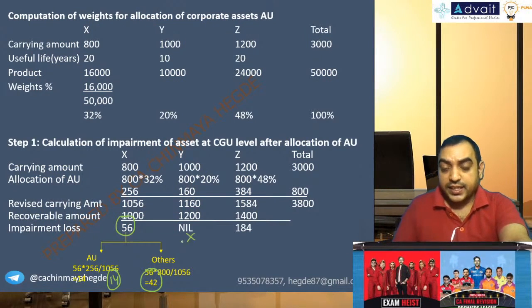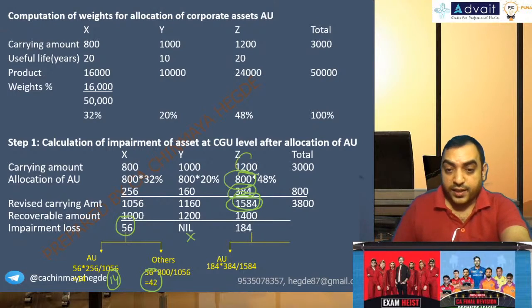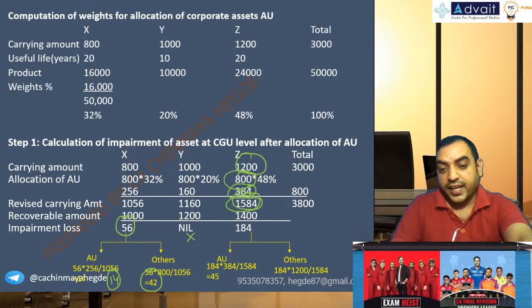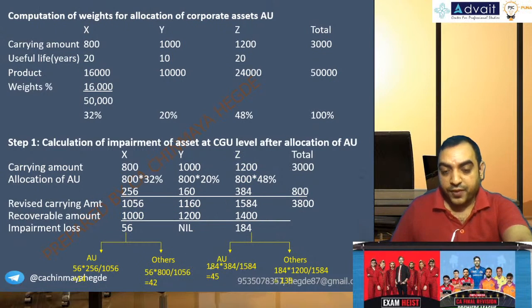For Z also, divide proportionately. That is the proportionate amount 384 divided by 1484, then 1200 divided by 1484. That will give you 45. This is 14 and 42. And this is 45 and 139.